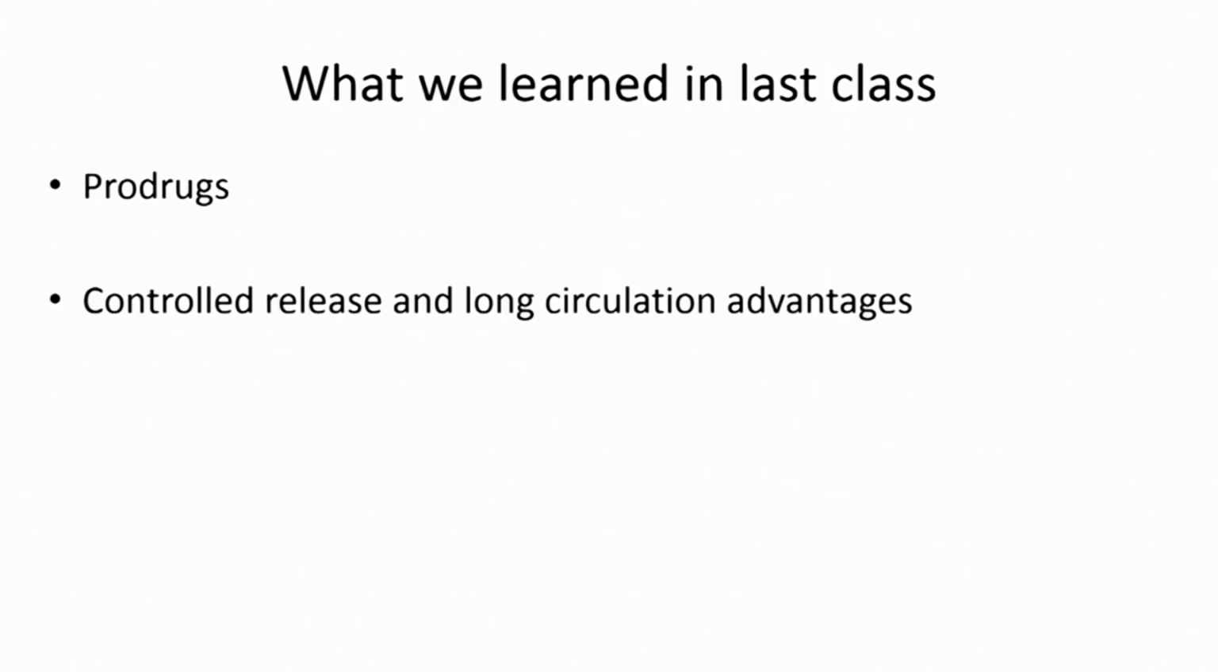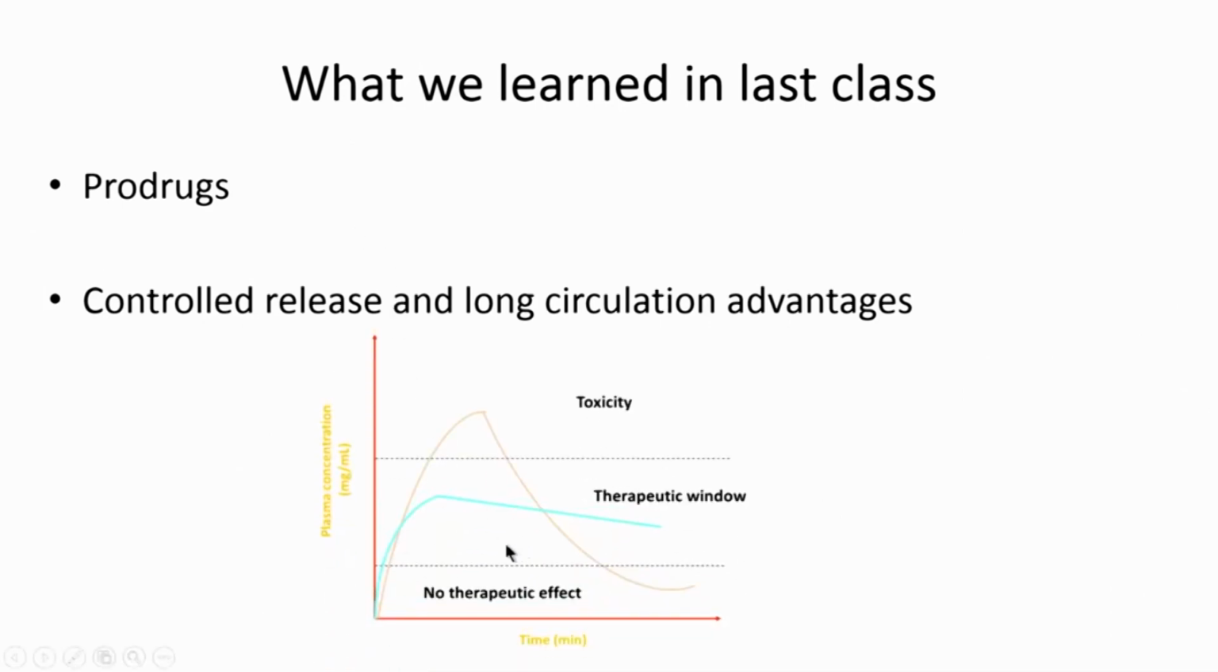We talked about prodrugs, nearly 10% of all the drugs in the market are prodrugs. We also talked about controlled release and long circulation advantages. Why would you want the drugs to be released over a prolonged period in the body? Instead of a traditional drug delivery system where you have to give a high dose that reaches toxicity and then comes down, we want more of the drug to be stable in the therapeutic window. And finally, we talked a little bit about what polymers are and the different types, and we are going to continue our discussion on polymers today.